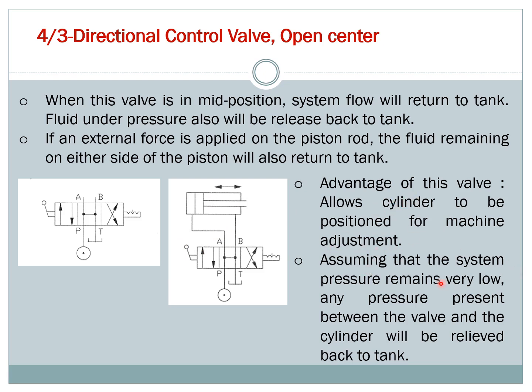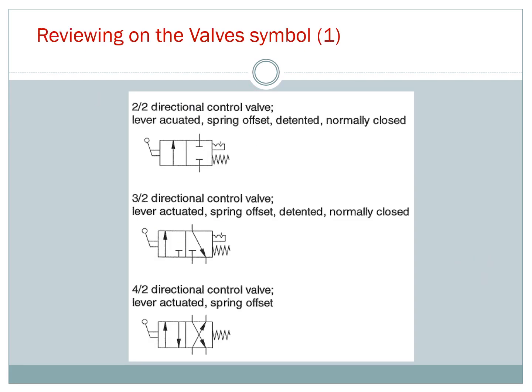Assuming the system pressure remains very low, since everything is returned to tank, any pressure trapped in the valve and the cylinder will be released back to tank. So the open center type of direction control valve has the advantage that the cylinder and the excess oil will be returned to tank. That is this type of direction control valve.